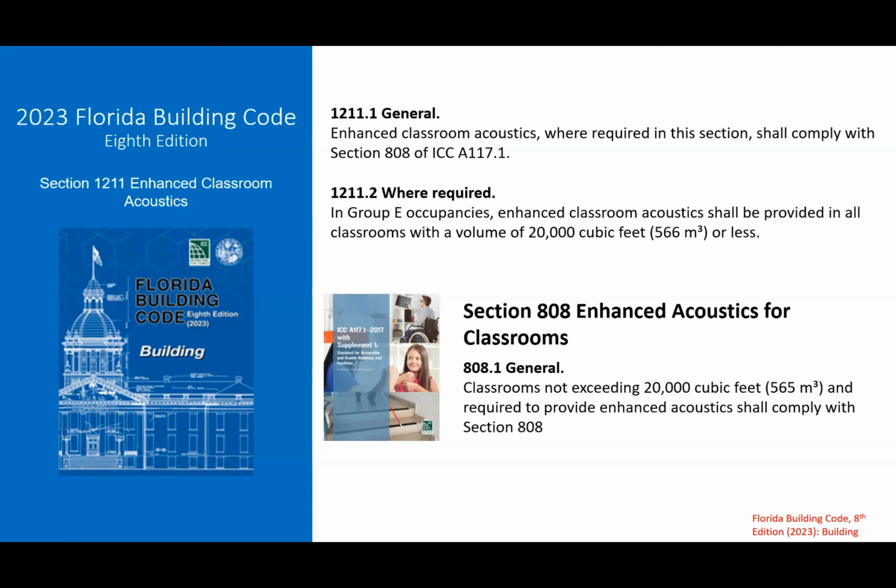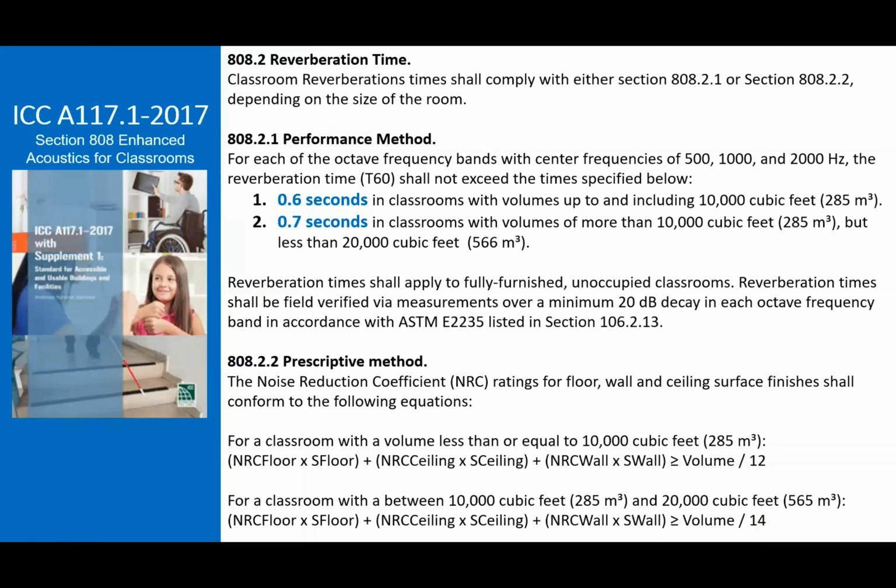This is required for any Group E occupancy, so this is going to be your K through 12 public schools. It's only going to be for classrooms with volumes of 20,000 cubic feet or less, and section 808 basically says this is for classrooms not exceeding 20,000 cubic feet. But as we go into the specifics, there are a few different items here.